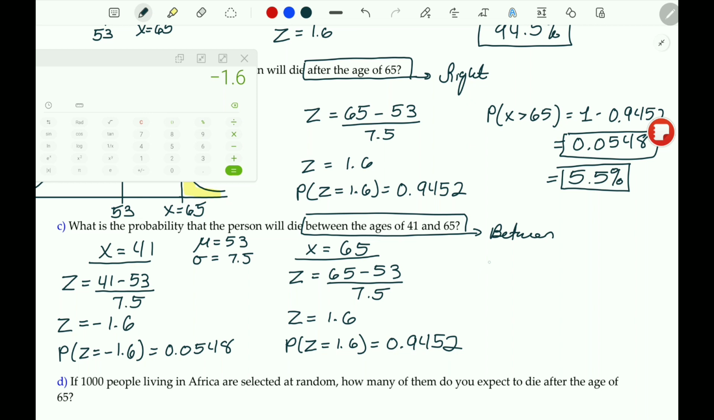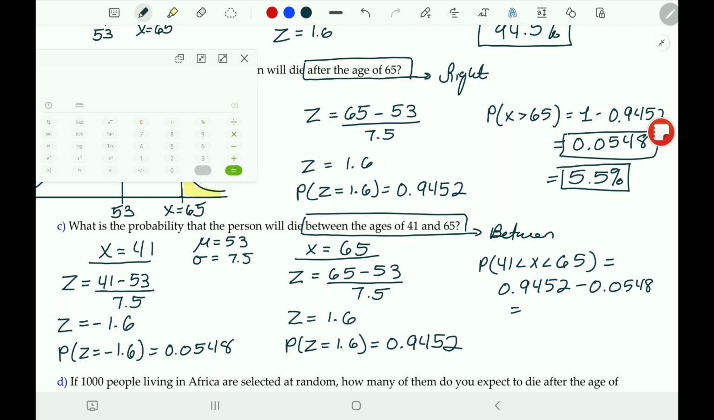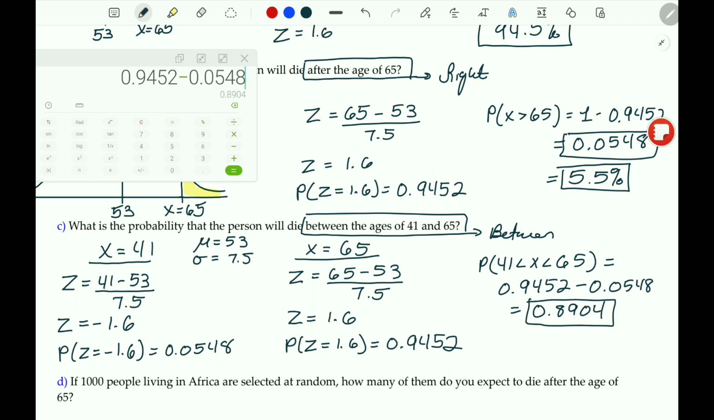Then to wrap this up, to find the probability that a person will die between the ages of 41 and 65, subtract the probabilities. 0.9452 minus 0.0548. Let's not do this in my head. And that's going to be 0.8904. Or as a percentage, you can say that's 89%.